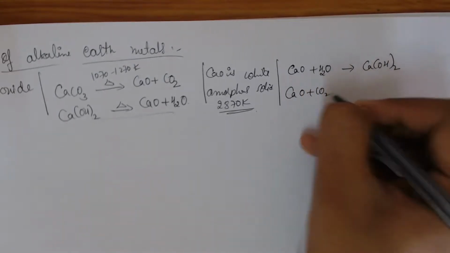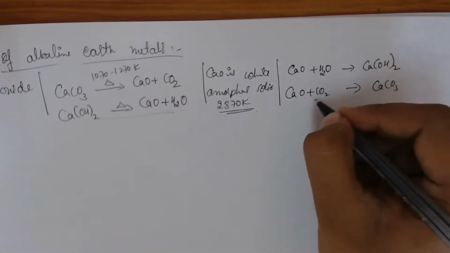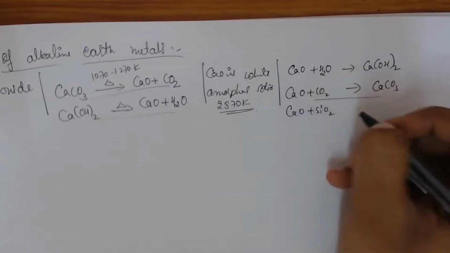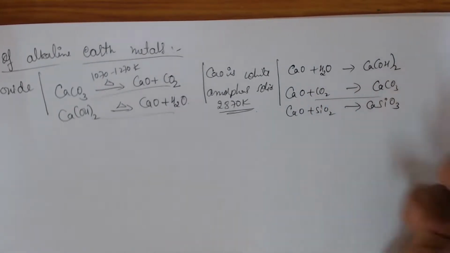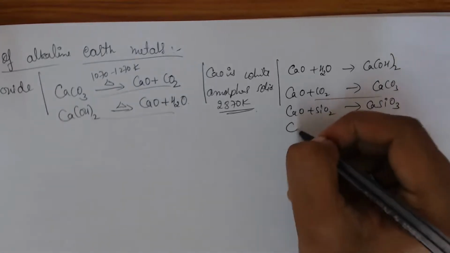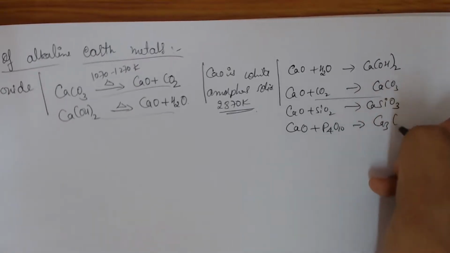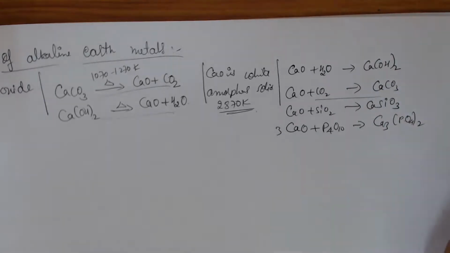Next, if CaO reacts with CO2, it forms CaCO3. This one and the earlier one are the same. If CaO reacts with SiO2, it forms CaSiO3. If CaO reacts with phosphate, it forms Ca3(PO4)2. So these are all the chemical properties. This calcium oxide is called quicklime, used in the manufacture of cement, in the manufacture of sodium carbonate, and in the purification of sugars.